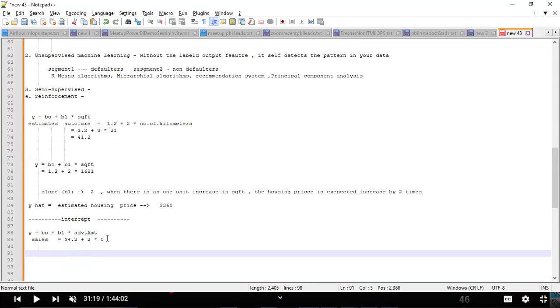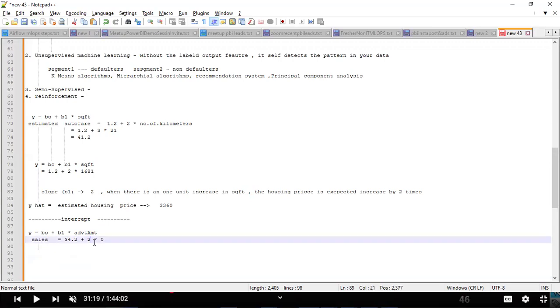In this example, with advertisement, which means I did not spend any money, it still computed the slope value. 2 into 0 is 0, and the intercept value is 34 point something. That means the average estimated sales when I don't give any advertisement, I can expect 34,000.